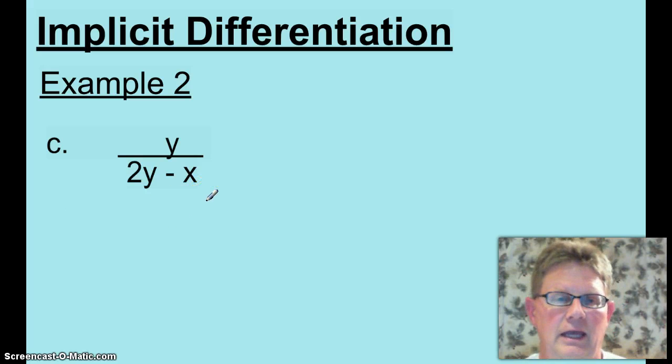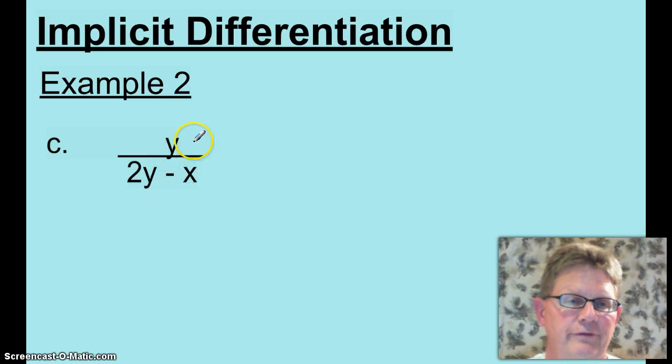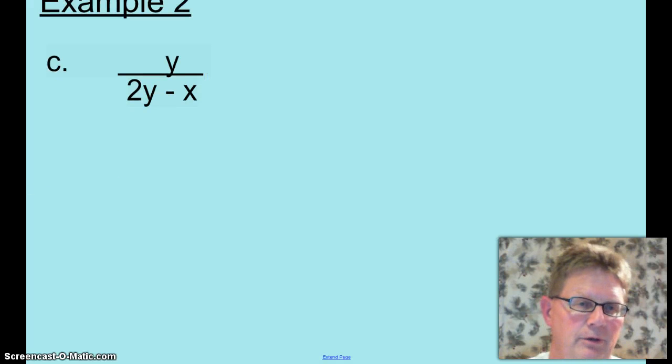Okay, we have a quotient rule in effect. So derivative of the numerator, you know what, Noah? I'm going to work underneath here instead. That way I don't go over towards that corner at all.